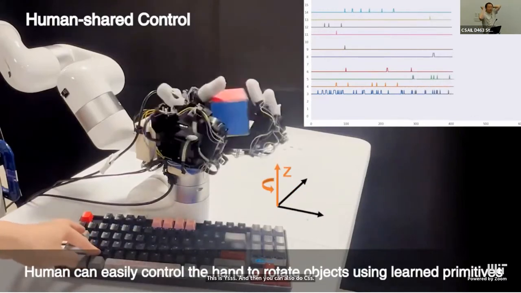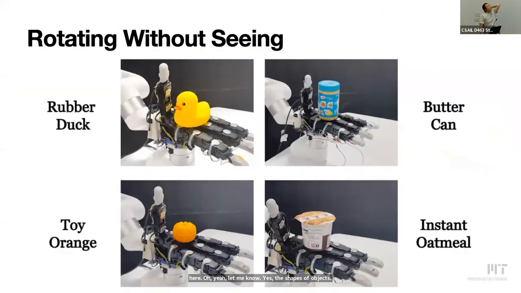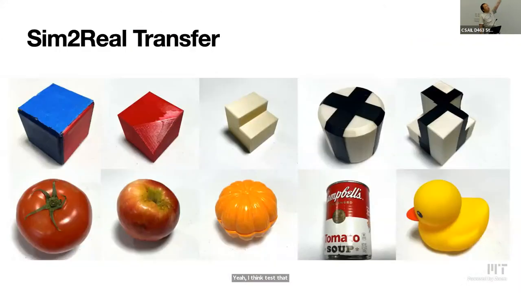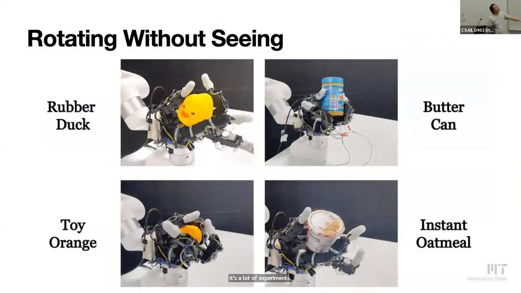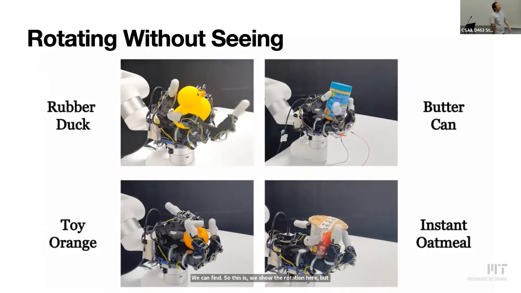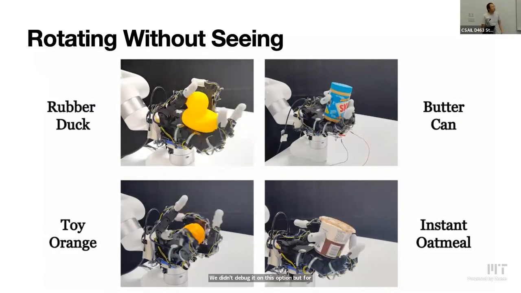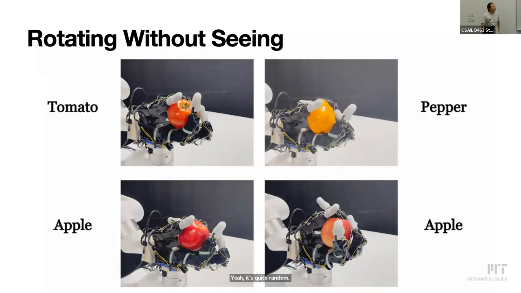Yes. And how many different shapes of objects did you use to train it? Yeah, the test set is basically for actual evaluation. So we just use these ones to get the numbers. When we report the numbers, we tested the policy with different seeds, like 3 seeds, and baselines and everything. So it's a lot of experiments. But when we are playing with it, we also apply it to random objects we can find. So we showed the rotation here, but we didn't evaluate on these objects. For evaluation in the paper, we use those objects. It's quite random, just a fixed object set from somewhere.